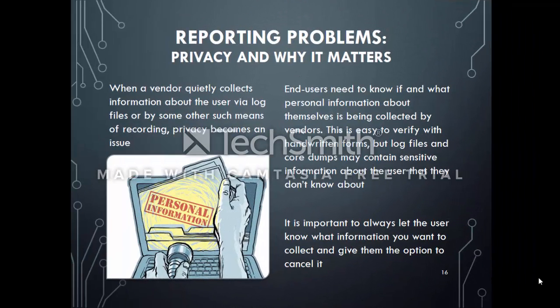When a vendor quietly collects information about the user via log files or by some other such means of recording, privacy becomes an issue. End users need to know if and what personal information about themselves is being collected by vendors. This is easy to verify with handwritten forms, but log files and core dumps may contain sensitive information about the user that they don't know about. It is important to always let the user know exactly what information you want to collect and give them the option to cancel it.